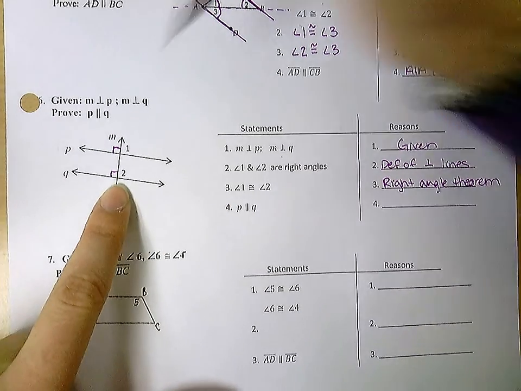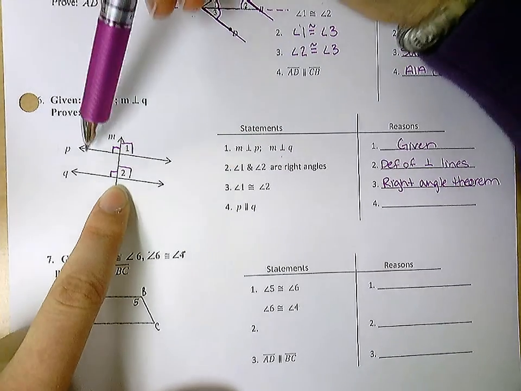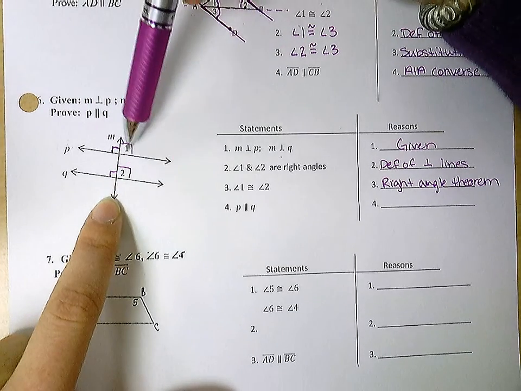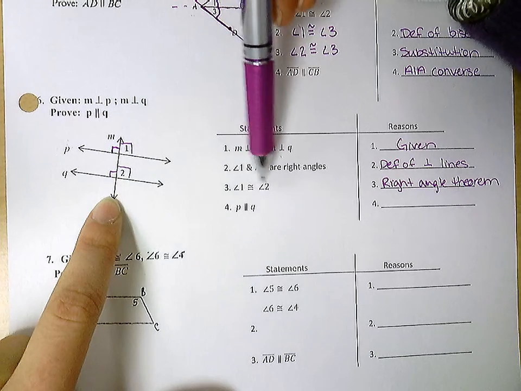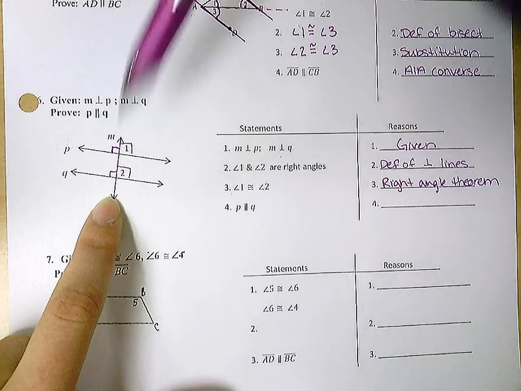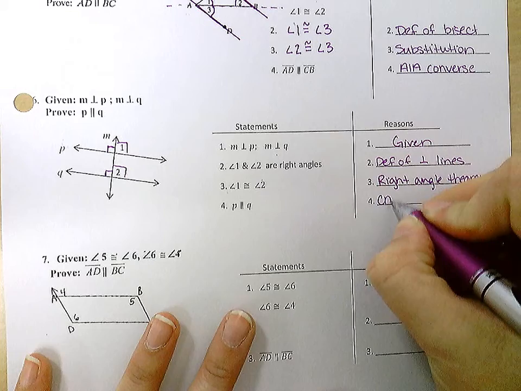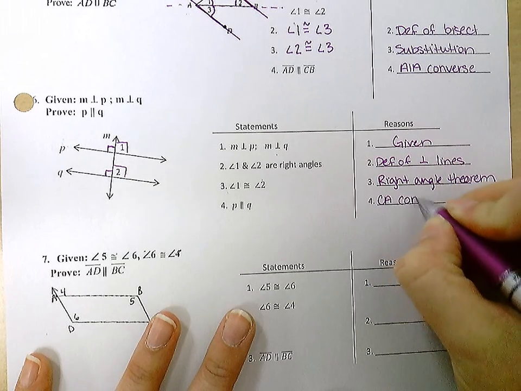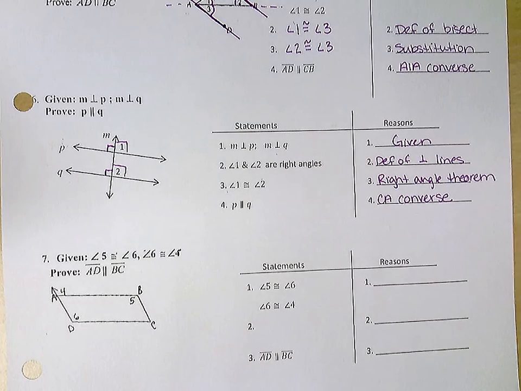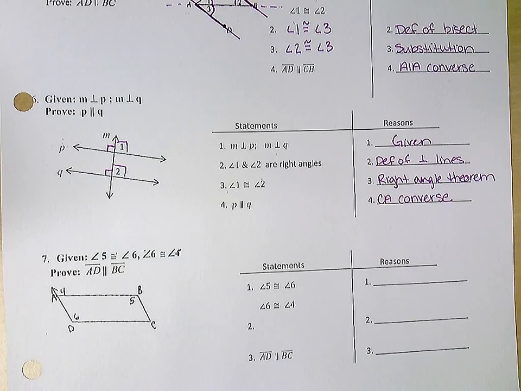Okay, so if I'm looking at angle 1 and angle 2, and I'm trying to prove that P is parallel to Q, what type of angle pair is created in line 3 with 1 congruent to 2? They're corresponding angles. So I can use corresponding angles with that converse to prove lines are parallel. So again, whenever you're proving lines are parallel, you use a converse.